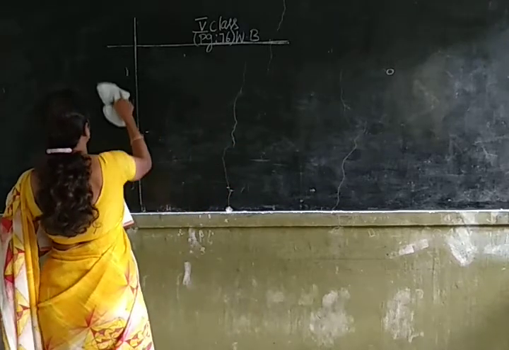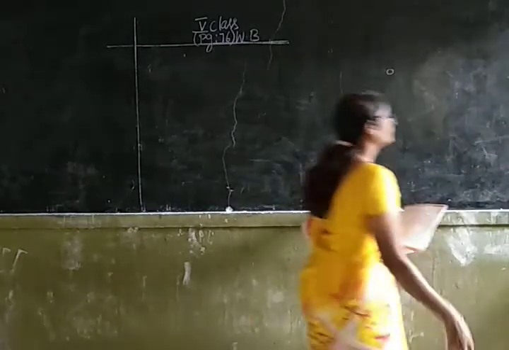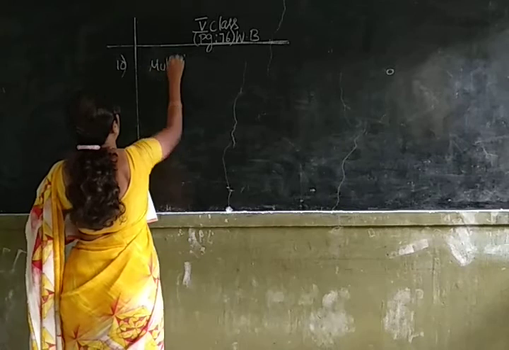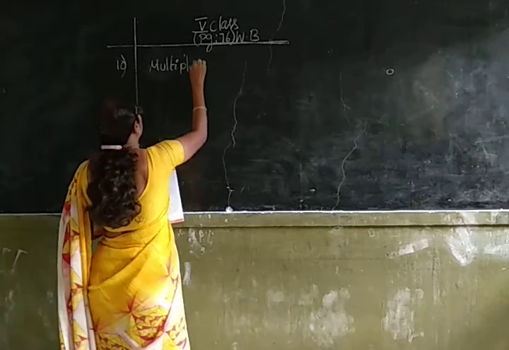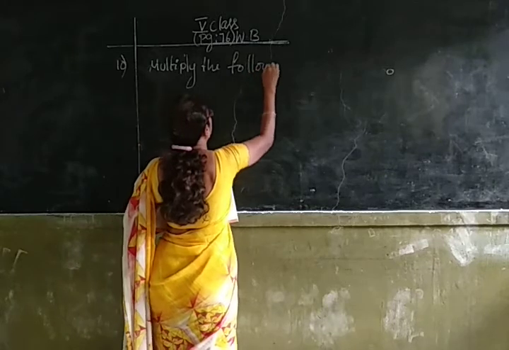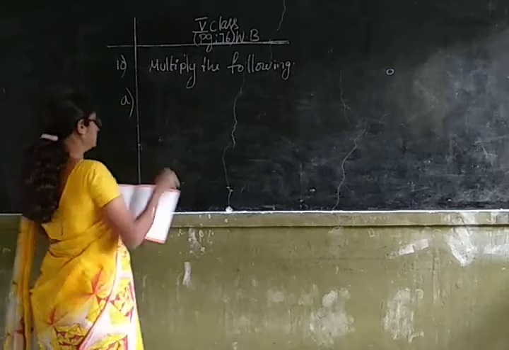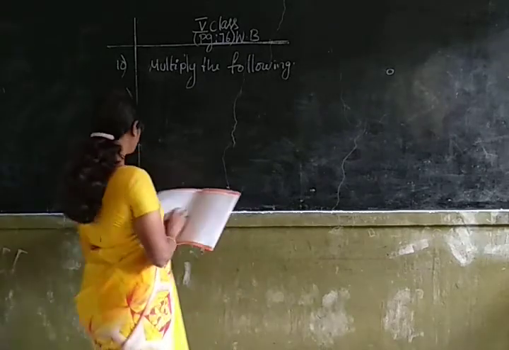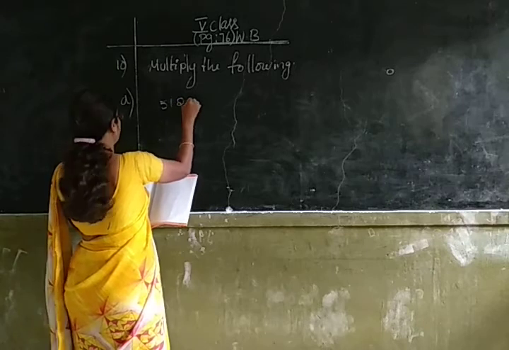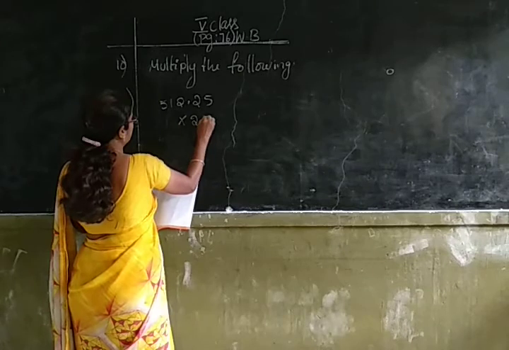Multiply the following decimals. Let us do the A sum. Okay, children? 512.25 into 25. Okay, children?